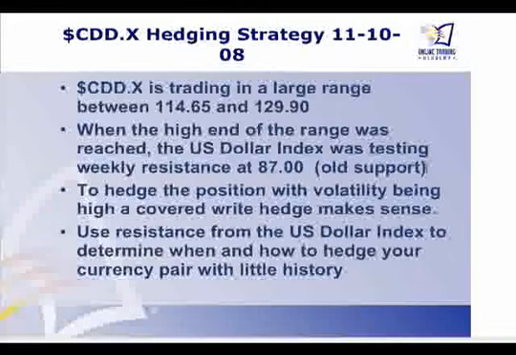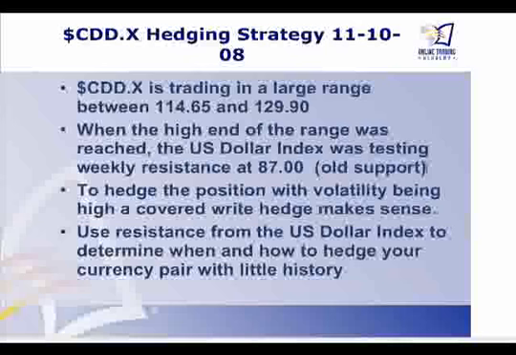Now we're trading in a larger range here of the dollar versus the Canadian dollar. When the high end of the range was reached, the dollar index, that old dollar index we're talking about, was testing weekly resistance at 87, which used to be support. Now there is a case where, to hedge the position with volatility being high, a covered right hedge makes sense. The reason I'm saying that is because that dollar index is pretty much now going vertical instead of horizontal.